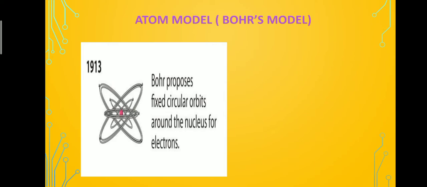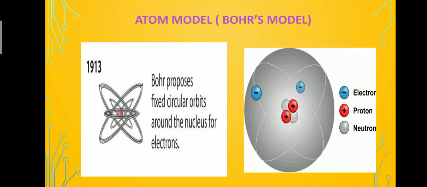So this was the model of Bohr. In 1913, he proposed fixed circular orbits around the nucleus for the electron. So this is the way the electron will be moving in an atom.